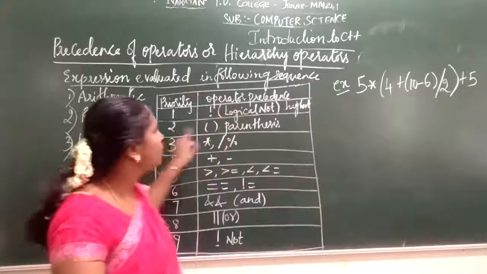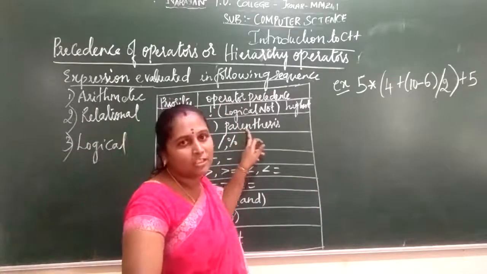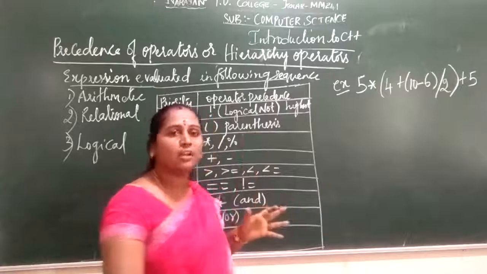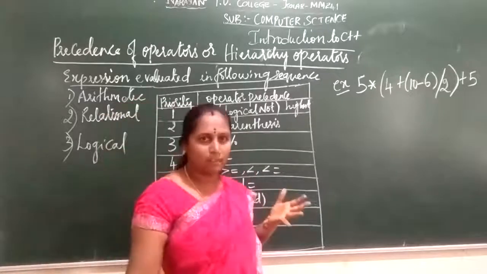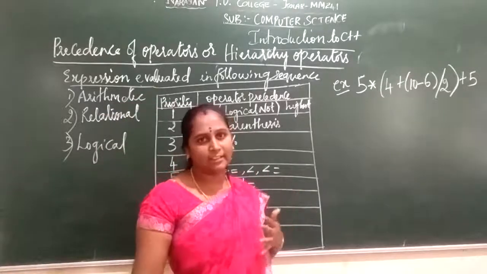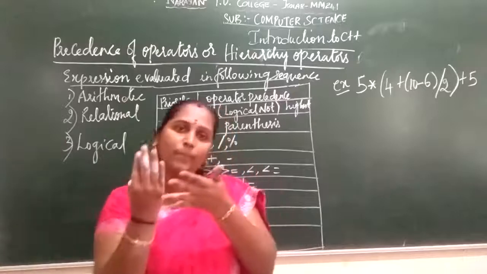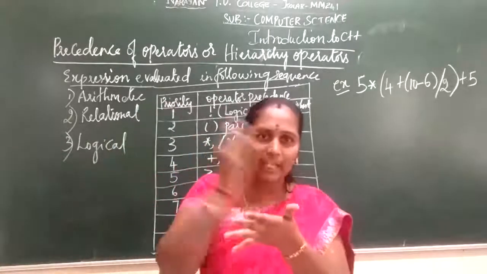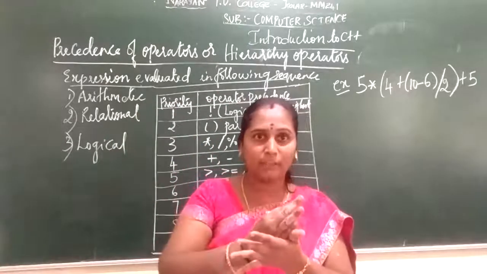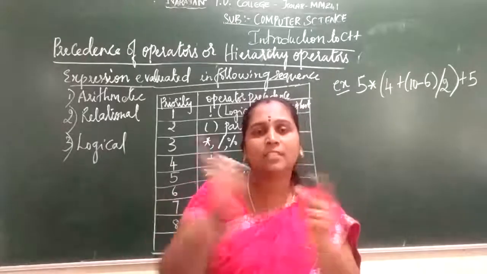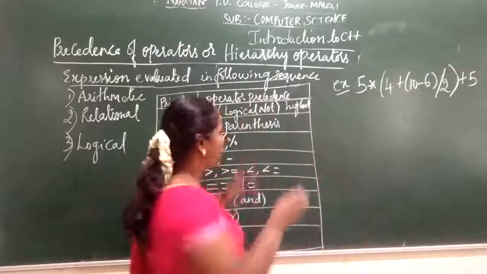Next, the second one is your parenthesis, the innermost bracket. Suppose in your expression you have multiple nested parentheses, where one parenthesis is nested within another. If it is nested with another parenthesis, the innermost parenthesis will be evaluated first. So that is what it is.